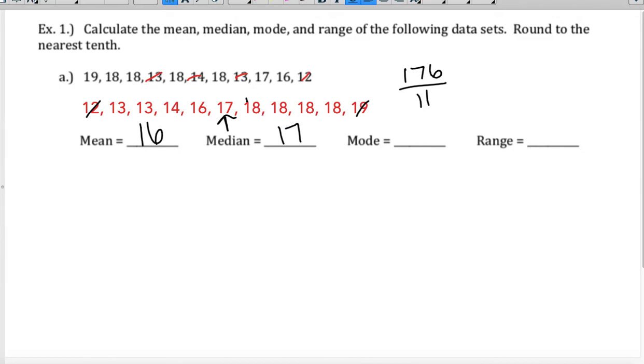The mode here is going to be these 18s. When you put the numbers in order, it's nice because you can see those duplicate numbers. So 18 is the mode. It repeated the most often. The range is going to be the highest number, 19, minus 12. So it's saying that the data here has a range of 7. So there's 7 pieces in between the largest and the smallest number.